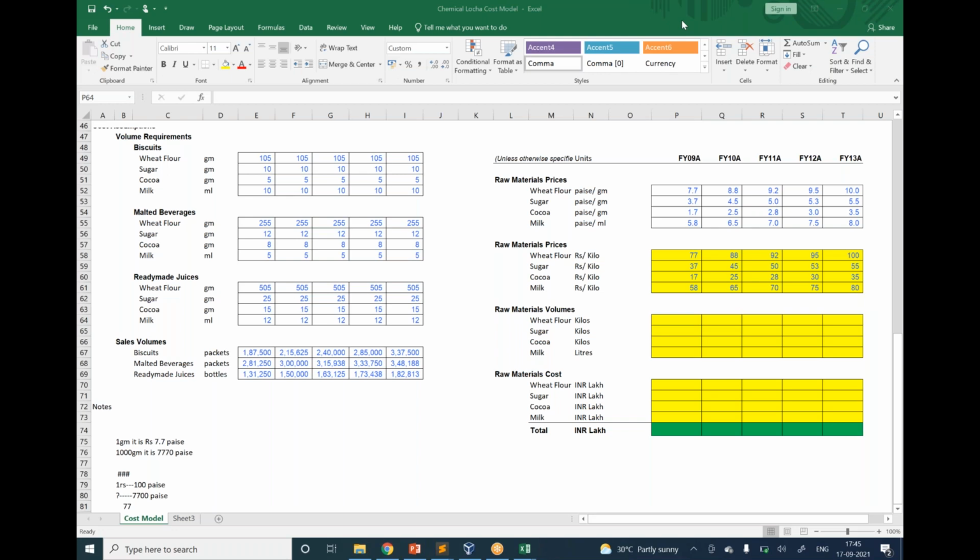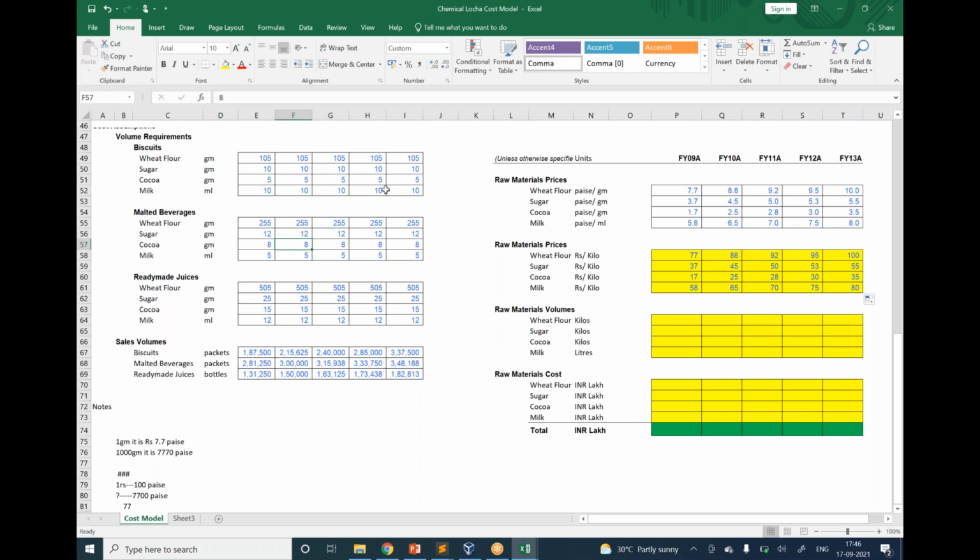So if you are into baking, you love cooking, chocolate industry, this will help you a lot. How do I calculate volume? What did I tell you? You need wheat flour of 105 grams, sugar of this, cocoa of this, milk of this to make one packet. Like that, you have to make 1,87,500 packets. So that means how much of wheat flour you need, how much of sugar you need, how much of cocoa you need, how much of milk you need.